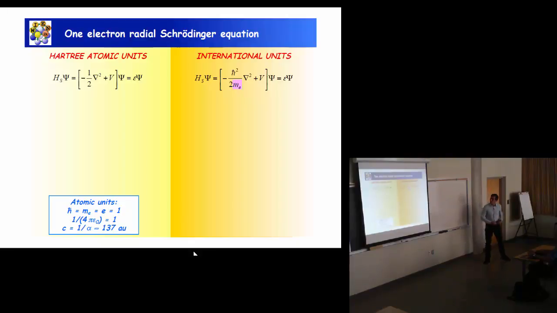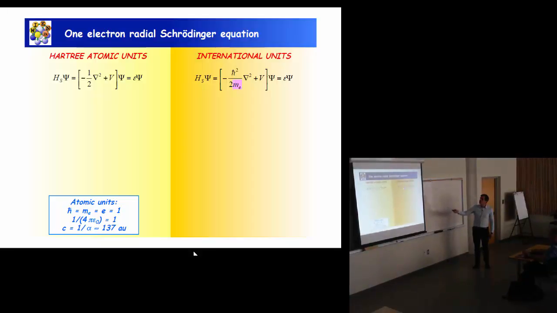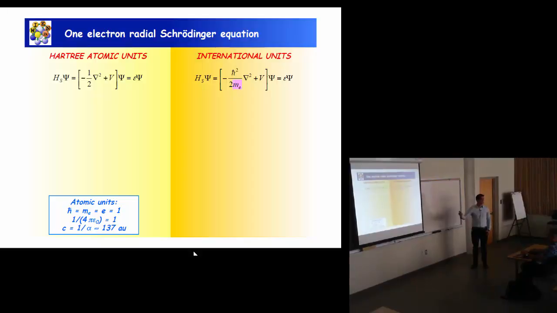So if you express the one electron radial Schrödinger equations, you can do it using atomic units or international units. And I just show both, because usually when you do physics, you always write the equation in this way, and you think that something is missing. You don't see the mass, because the rest mass of the electron in atomic units is one. And when you do relativistic effect, you need to know where is the mass. So here will be the place where the relativistic effect will take place.